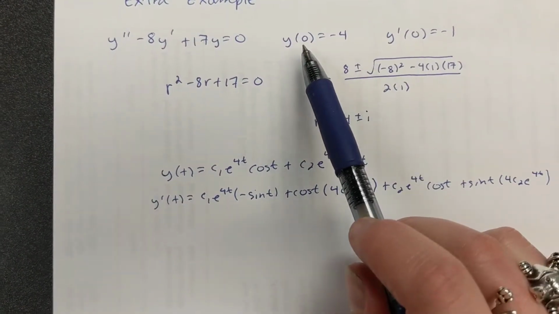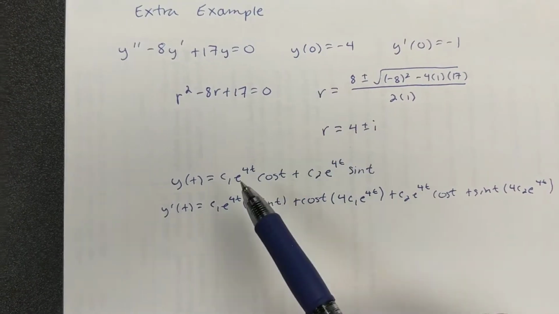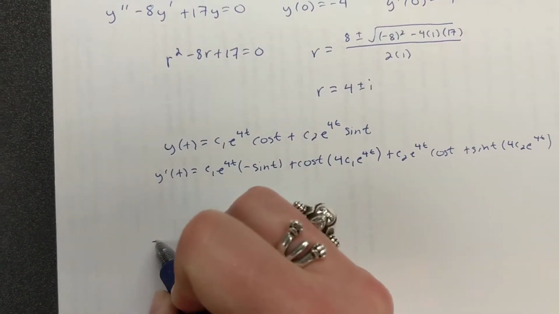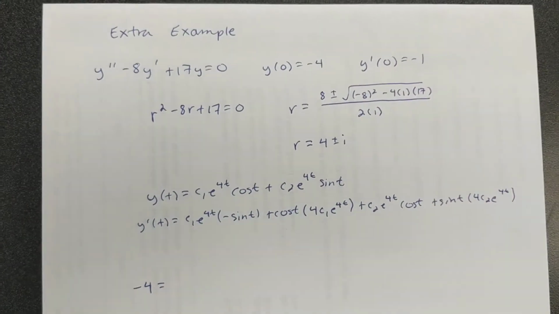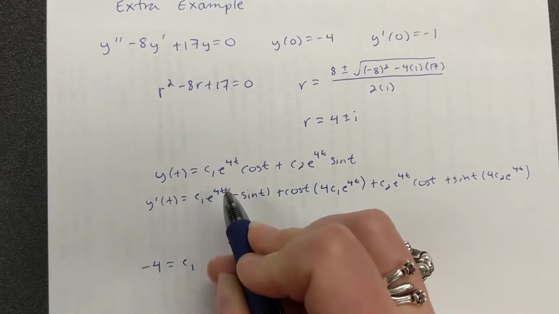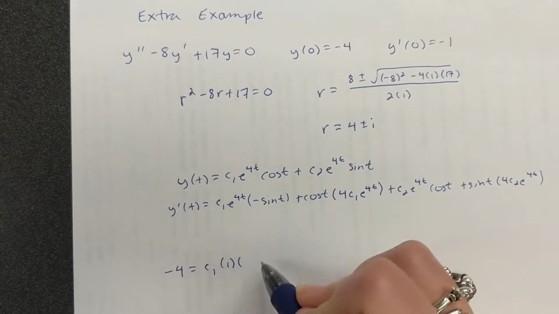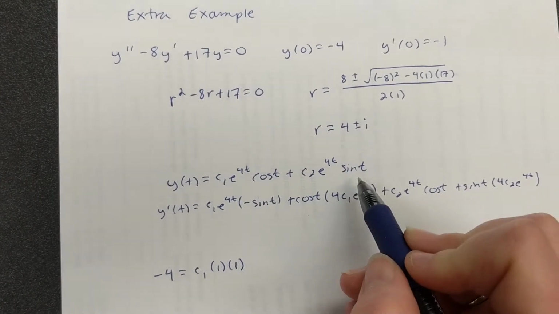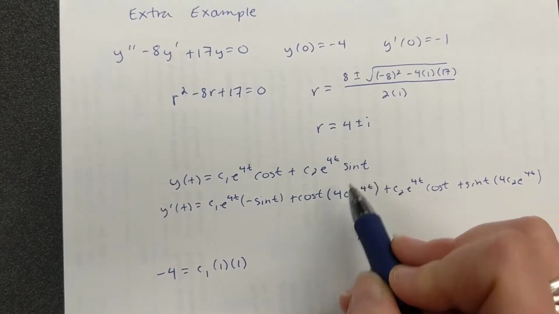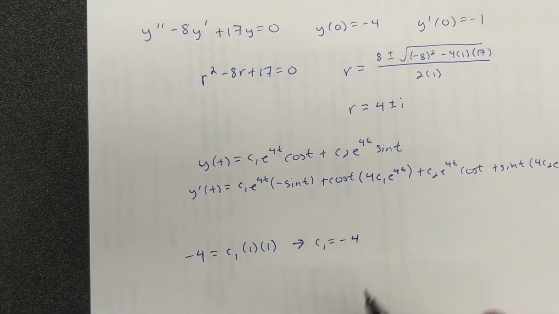Now notice that since our initial conditions are at 0, some of these things are going to cancel out, or we know that e to the 0 is a nice number as well. So let's deal with the initial condition here. So I know that my output is negative 4, and I'm going to input a 0. So that means I've got c1, and then e to the 0 is 1, and then cosine of 0 is 1. That's nice. And then I know that this whole entire other thing is got to go away because sine of 0 is 0. So that leaves me with c1 equaling negative 4.